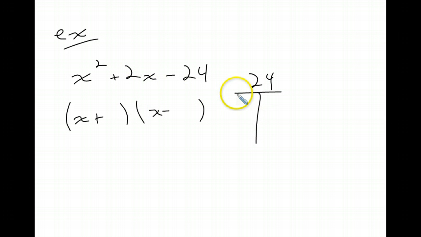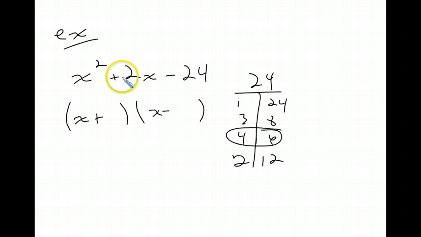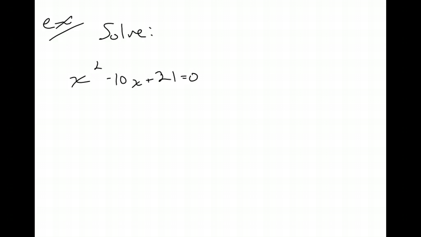Whose difference is 2. Well, I know I have 1 and 24, 3 and 8, 4 and 6, also 2 and 12. But it looks like 4 and 6 are going to be my best bet since their difference is a 2. And I'm going to put the 6 in the positive, the 4 in the negative, so that way 6 minus 4 is a positive 2. 6 times negative 4 is negative 24. Good to go.